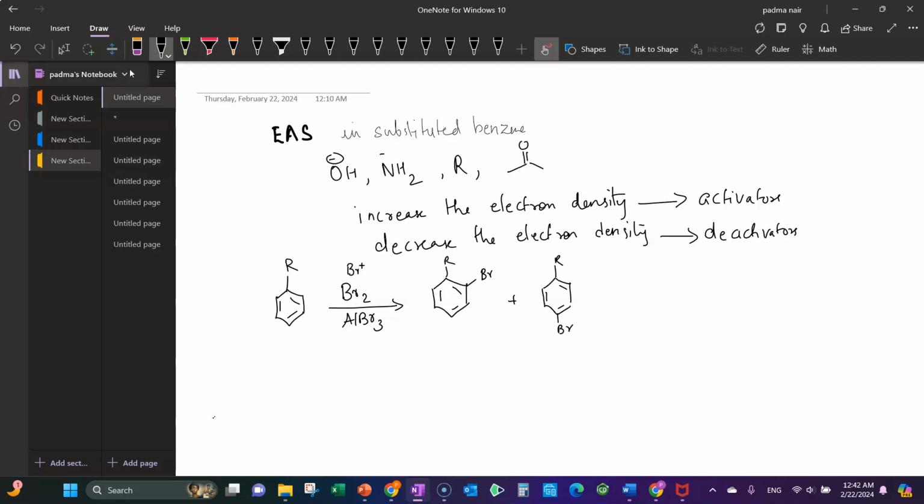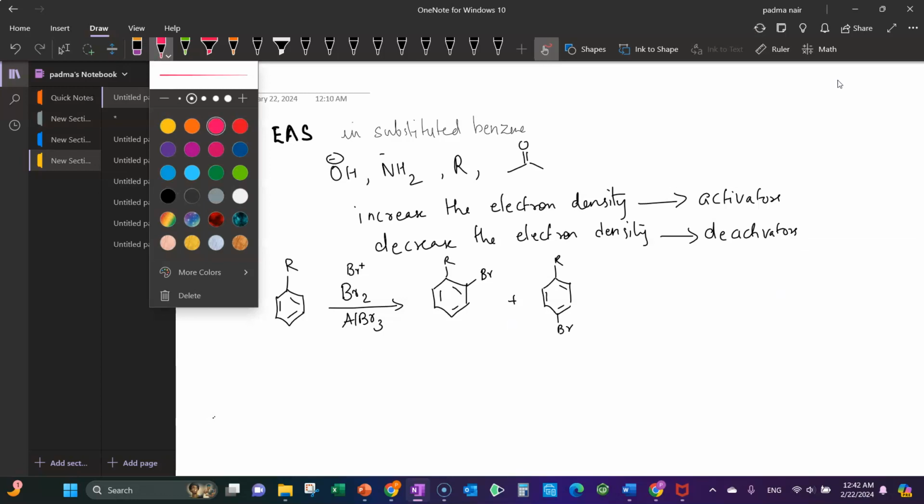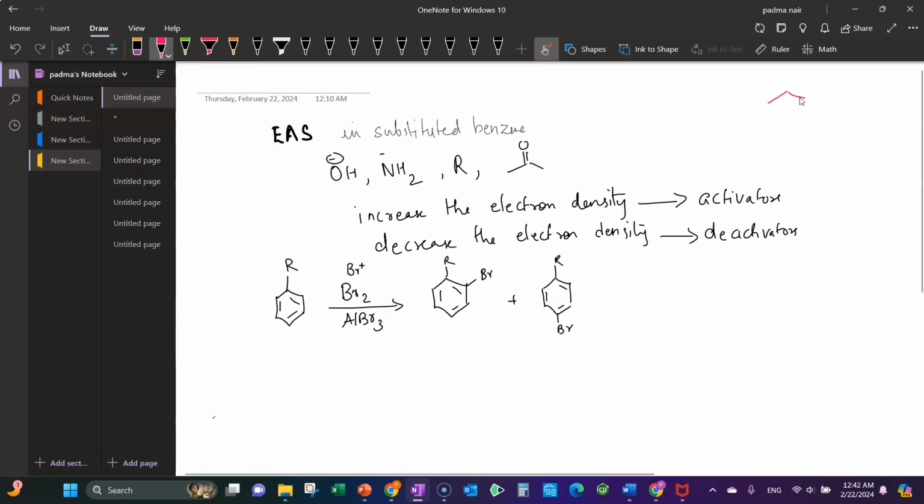So let's quickly do a review of our ortho, meta, and para positions. So here is my benzene. If I have a substituent here, then these positions with respect to the substituent are ortho. These positions over here are called meta, and this is called the para. Okay, so 1, 2 is ortho, 1, 3 is meta, and 1, 4 is para.